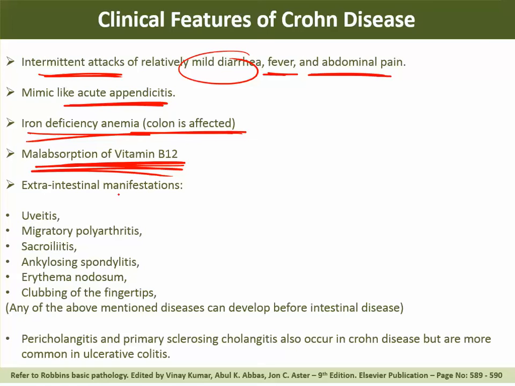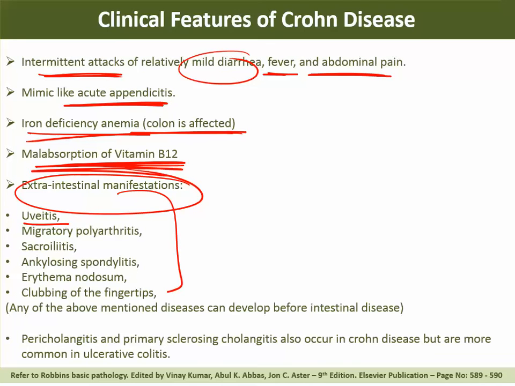You should know all these extraintestinal manifestations. Uveitis means the uvea will go for inflammation. We don't know exactly why it is happening. In Crohn's disease there will be associated inflammation in other organs, so that is called extraintestinal manifestations.